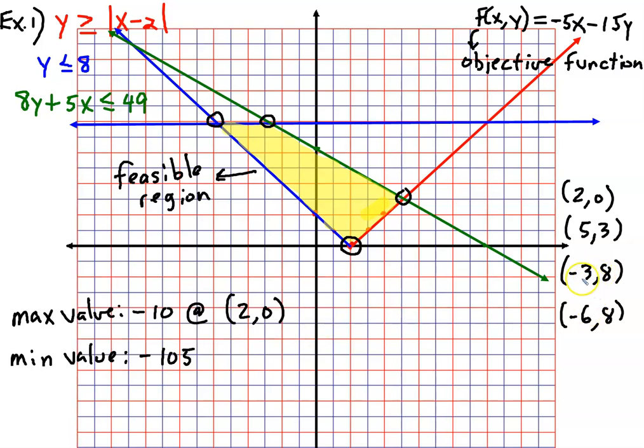And that occurs here at this point. If you let x be negative 3 and you let y be 8, you will get an output of negative 105. And so when you do these problems where you're given a system of constraints, you sketch the constraint lines, you do the proper shading, you identify vertices from the feasible region, and then you test those vertices in a given function. And in this case, they wanted us to tell both the maximum and the minimum value.